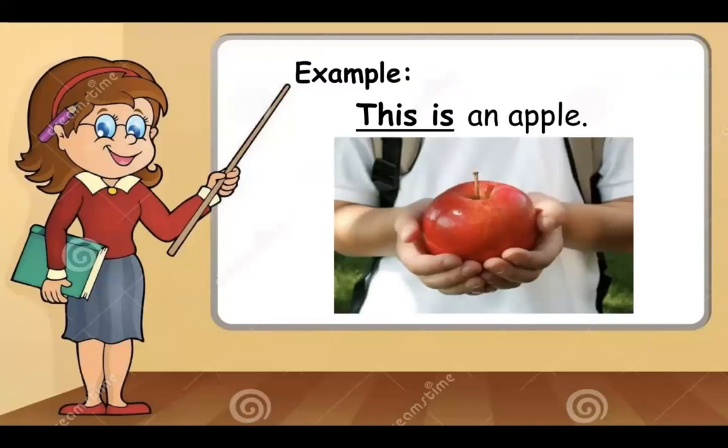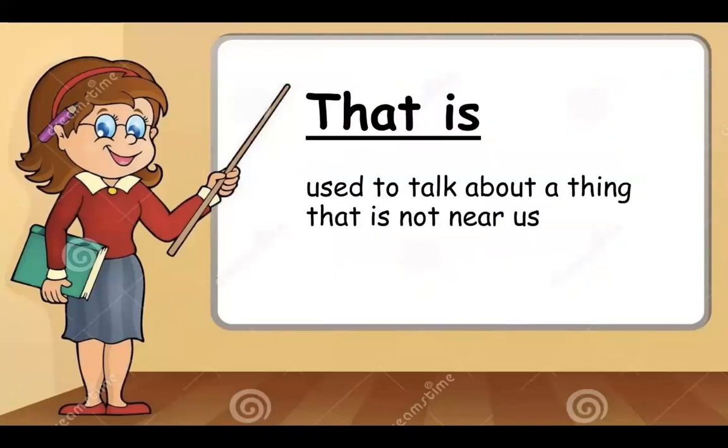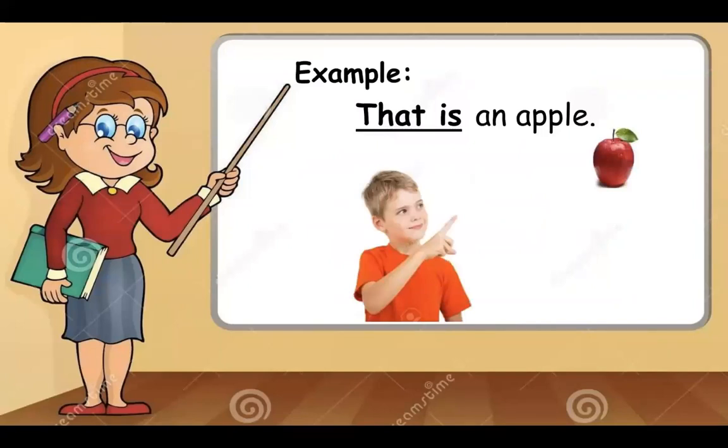করে this is দিয়ে। That is used to talk about a thing that is not near us. Basically যেটা আমাদের হাতের কাছে নেই। So this is যদি হাতের কাছে describe করে, that is হাতের থেকে দূরে যেটা সেটা describe করে। So used to talk about a thing that is not near us. For example, that is an apple. So basically এটা দূরে আছে। So আমরা এই জন্য describe করছি that দিয়ে, that is.